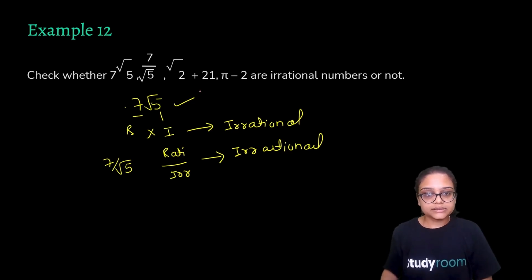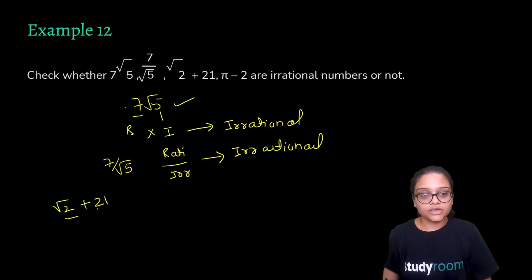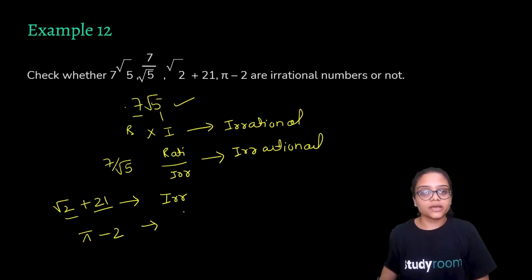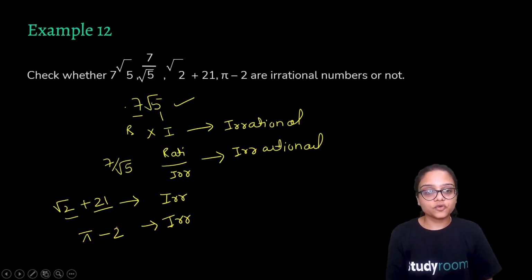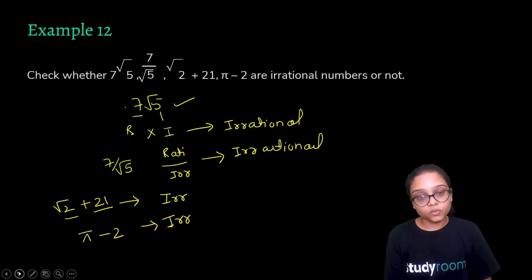Now, in the third part, root 2 plus 21. Root 2 is irrational and 21 is rational. Irrational plus anything is always irrational. And last but not least, pi minus 2: again, subtraction from an irrational number leads to an irrational number. So these are four basic operations, which are rule oriented, and you're going to learn the rules.